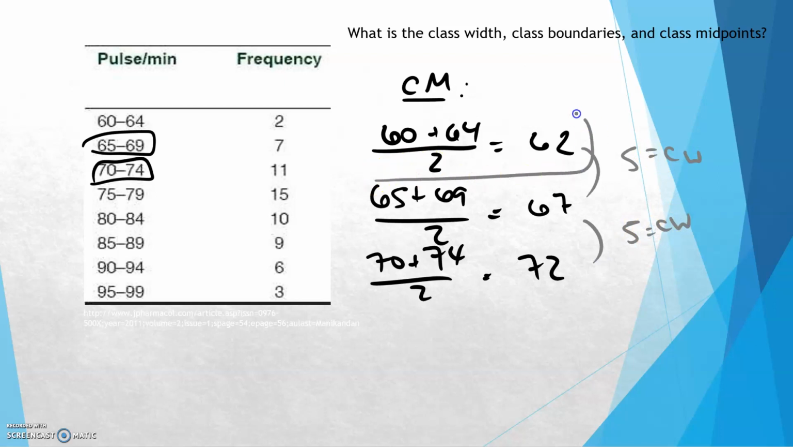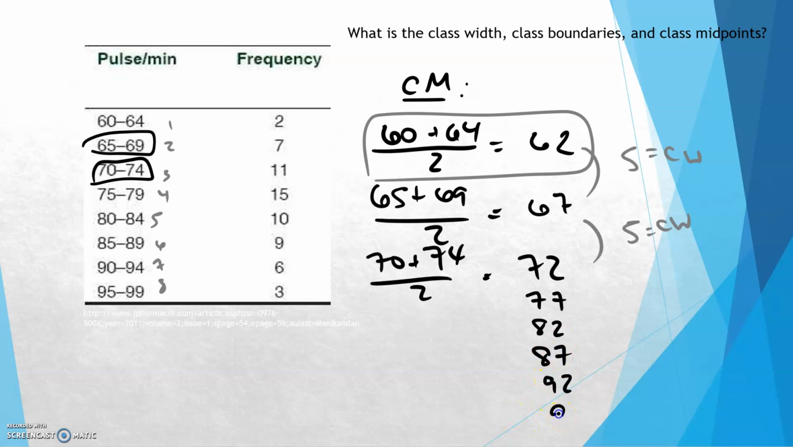So the easiest thing to do is to do this right here first. Get this 62, and then just keep adding 5, or your class width, until you have as many classes. So we said 8 classes, so I need 8 numbers. Okay, so I'm going to take the 72 and add 5, 77. 77 plus 5, 82. 82 plus 5, 87. 87 plus 5, 92, and then 97. So I have 1, 2, 3, 4, 5, 6, 7, 8 different numbers. And those are all my class midpoints, or the middle number within each of these classes.